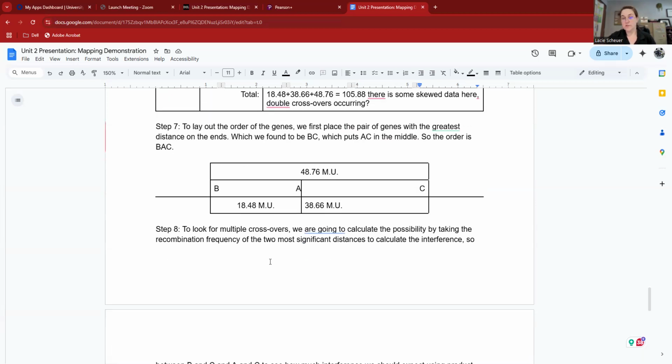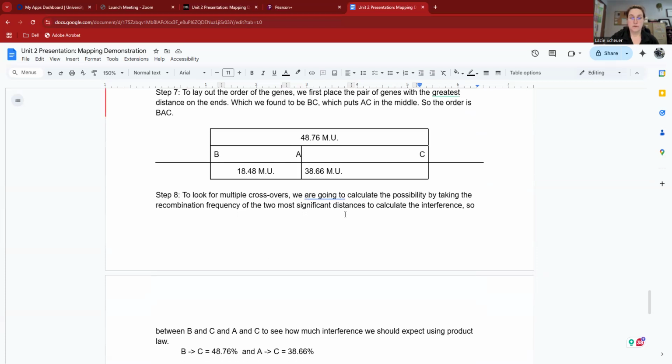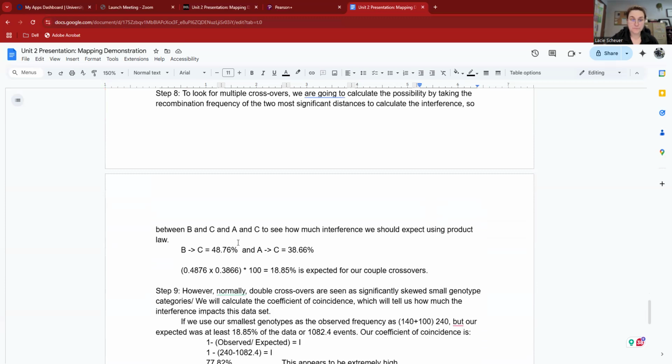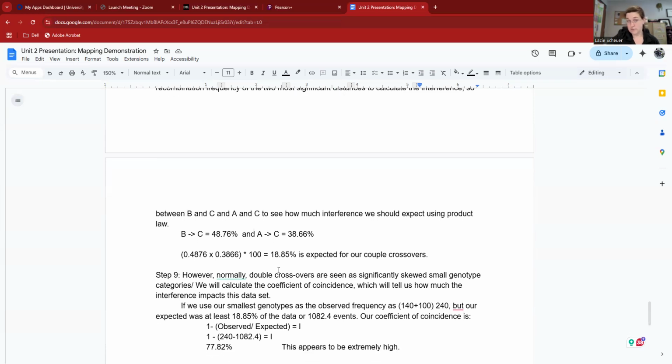So to look for multiple crossovers, we can take these distances and calculate the interference. With the interference, we want to take the two greatest distances, reduce them to decimals, not do them in percents, use the law of products, multiply them together, and we find that we get a percentage of 18.85 as expected for our double crossovers, not couple of crossovers. Very silly of me.